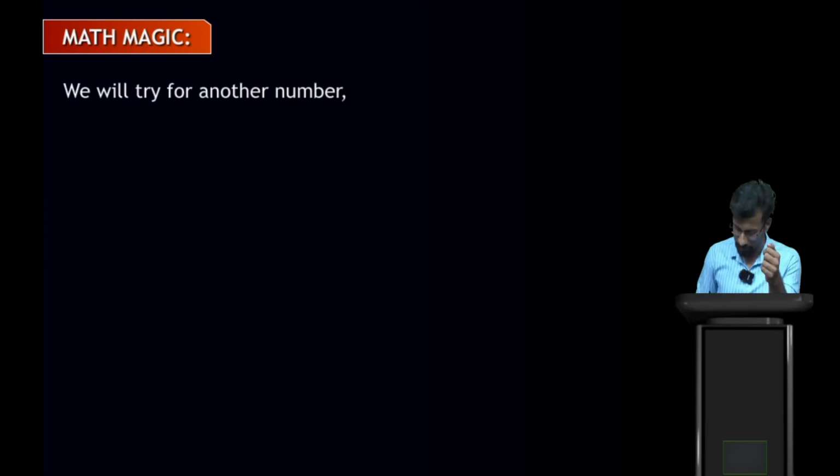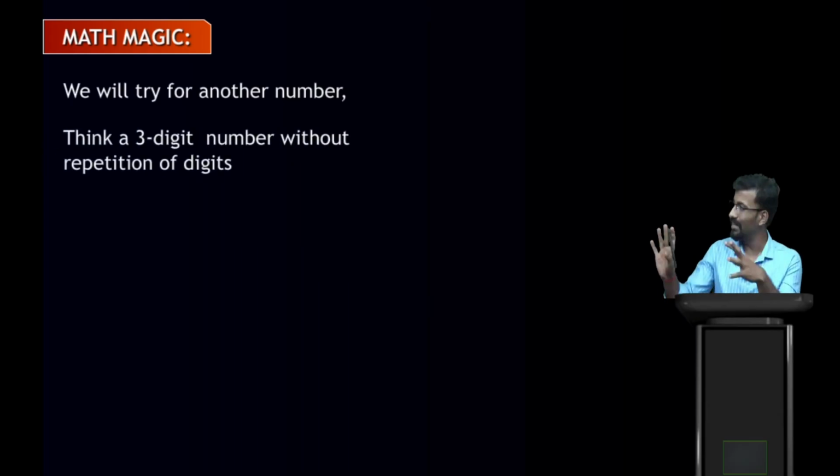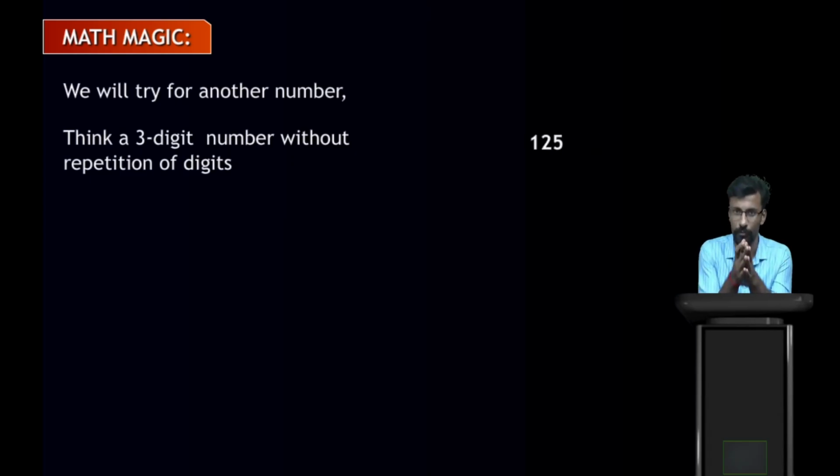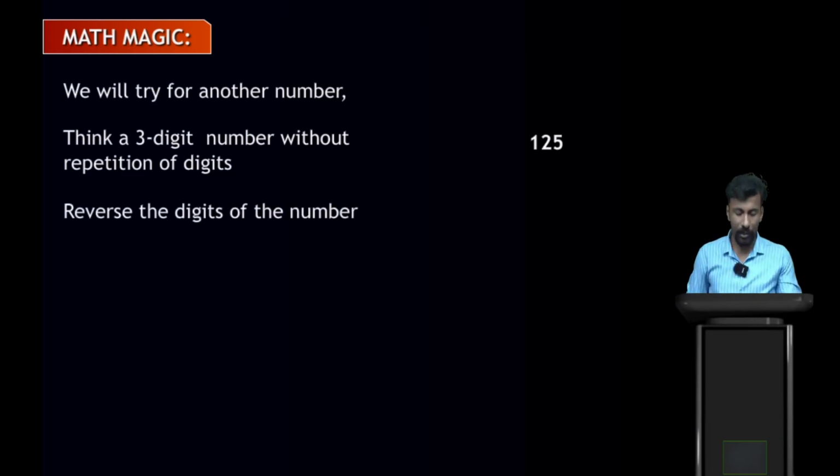Now we are taking another number. Think of a 3-digit number without repetition of the digits. We are taking 125. All of them are distinct. No repetition will be there. Now we have to reverse the number.